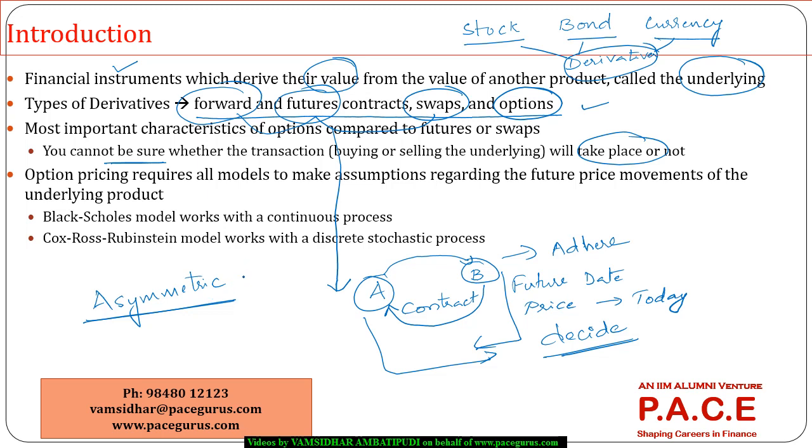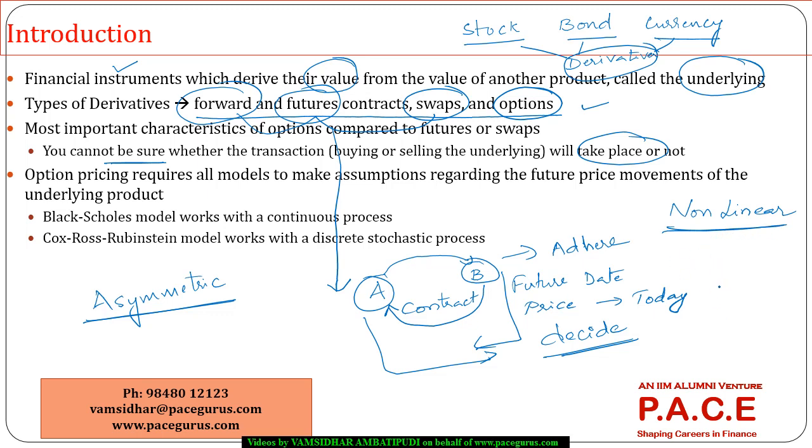So that's where I am talking about an asymmetric kind of a stuff. Whereas this kind of an asymmetry does not exist in forward, futures and swaps. Both the parties who got into a contract will have to adhere to the contract. So keeping that in mind, how to model this kind of an asymmetric behavior or non-linear behavior, right? It's not a possibility of unlimited loss or unlimited gain.